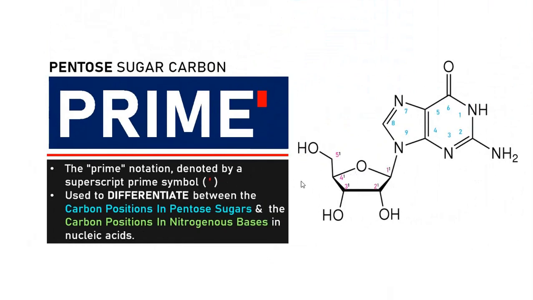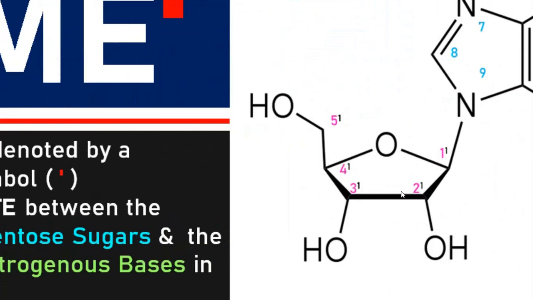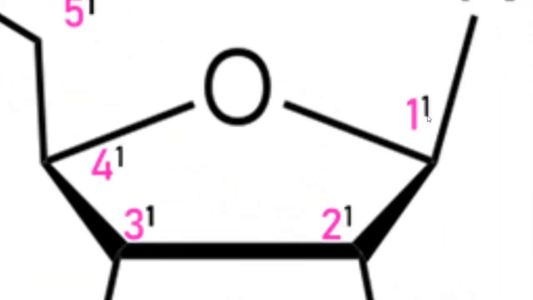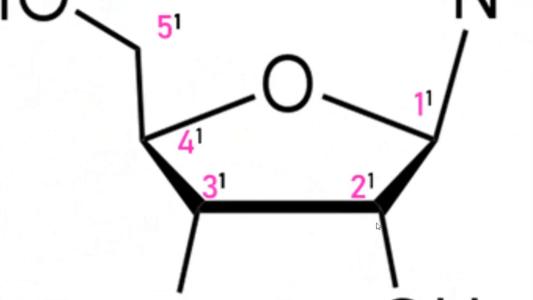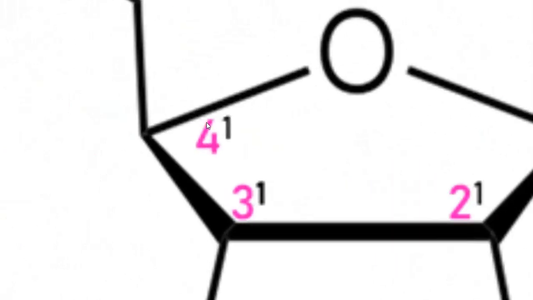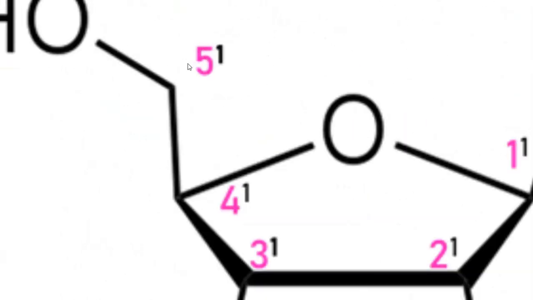So by using these primes, now let us see the way we can represent the carbons present in the furanose ring, that is what we call the pentose sugar. Carbon present here, the first prime carbon, and carbon present here, the second prime carbon, and this is the third prime carbon, and fourth prime carbon, and this is the fifth prime carbon. The same notation we use while representing the two poles of the DNA also. Later we will discuss that.